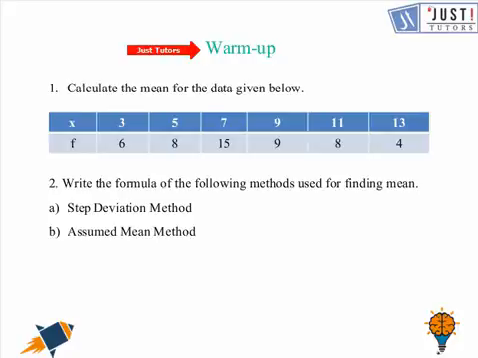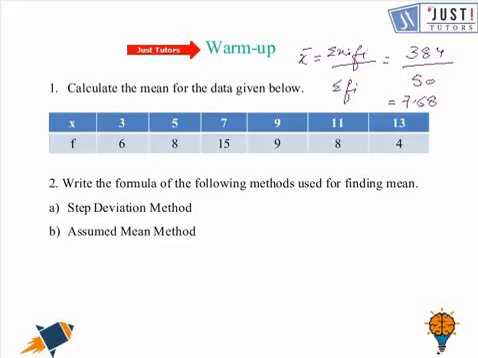Question number 1 says to find the mean of the given set of data. We know the formula already, that is x bar is equal to sigma xi fi divided by sigma fi. If we find the sigma xi fi for this data, that's going to be 384, and we need to divide that by sigma fi, which is 50. Hence the answer for this question is going to be 7.68.